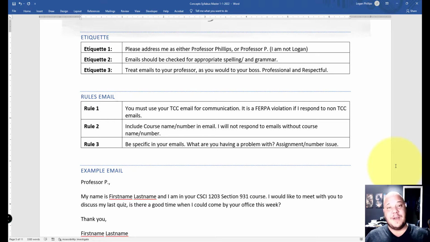So, hey, Professor Phillips, I'm Bill Joe. I'm in your Computer Concepts class 1203, section 929. I have a problem with X. That is a wonderful way to start an email.